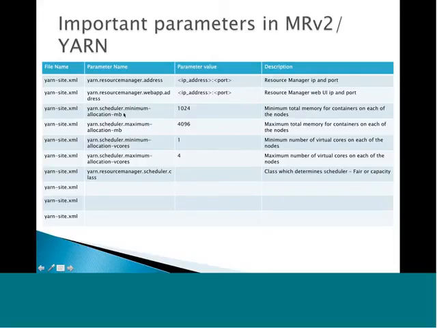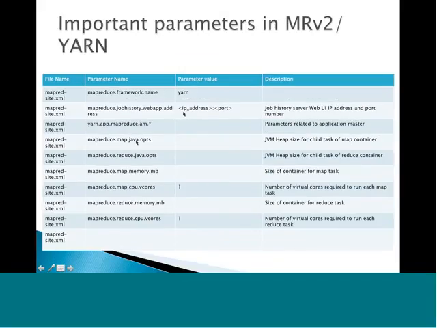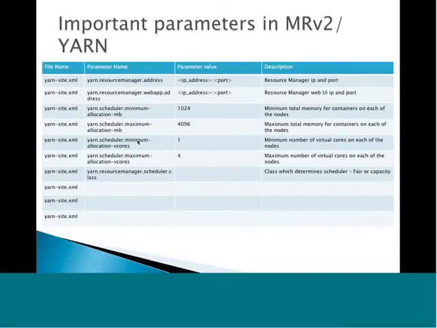And then minimum allocation MB. This will be the minimum memory of containers on each of the nodes, and this is total memory. So the value you have given here is related to the value given at each MapReduce level. So let's say you have 16 GB RAM on each of the nodes, and if you want to give 8 GB, so this is related to schedulers. This is not related to.